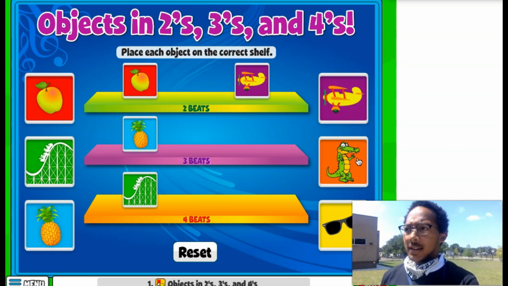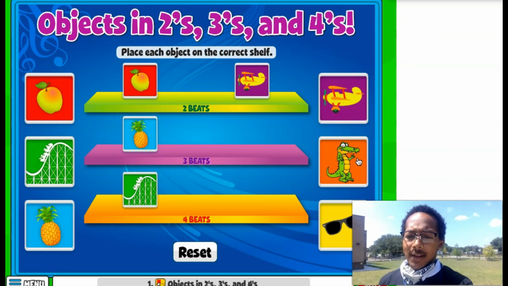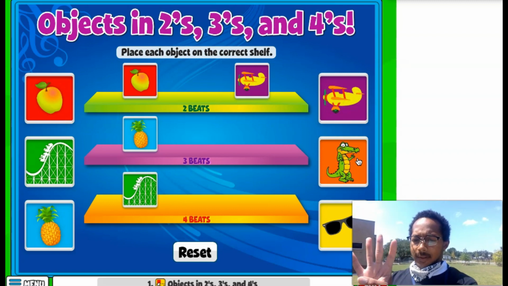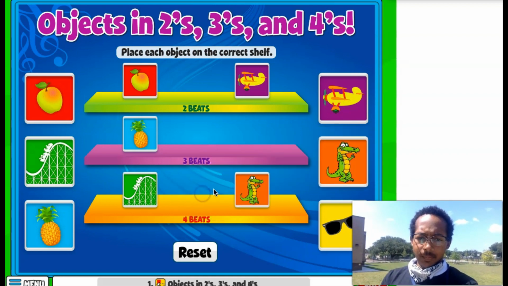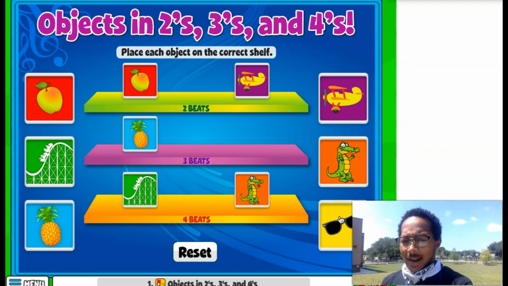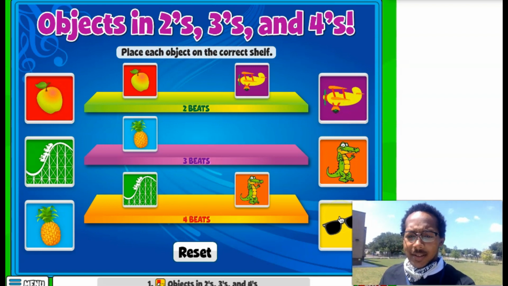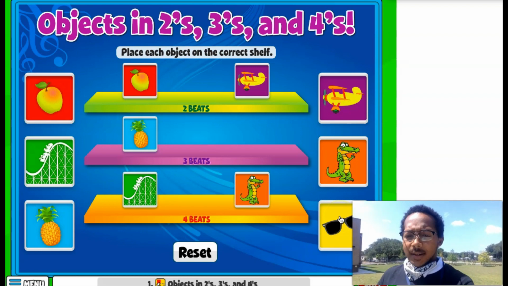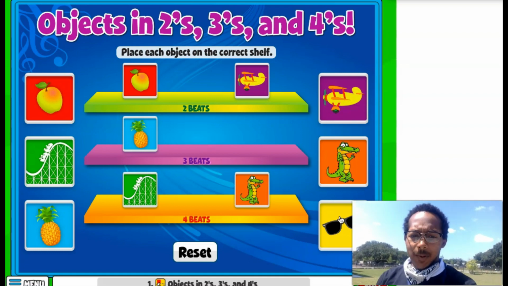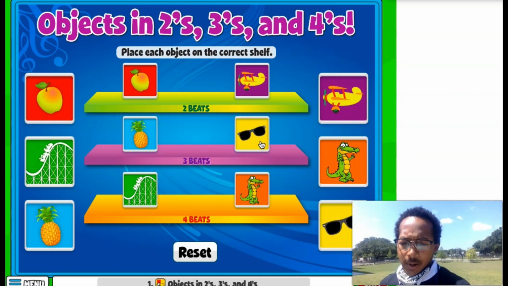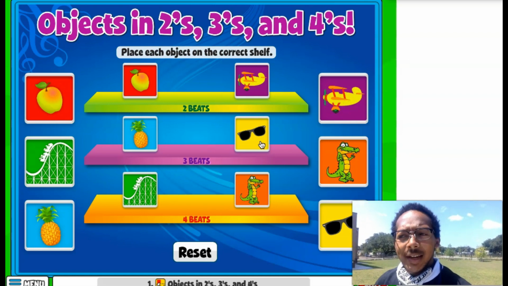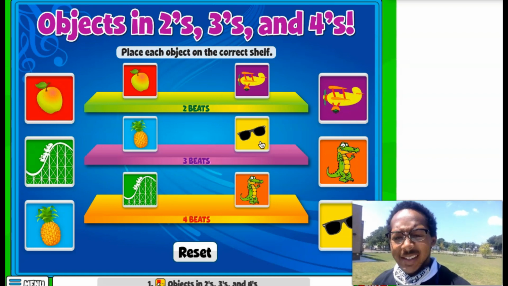Next, alligator, alligator. That's right, 4 beats. Last one. I'm not wearing any, but sunglasses, sunglasses. That's right, 3 beats. Before we go, the alligator could also be a different animal with a different beat shelf.